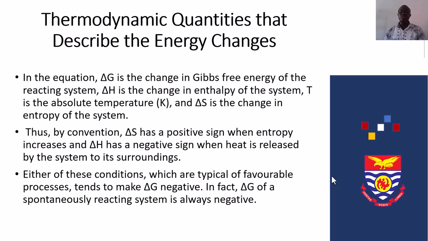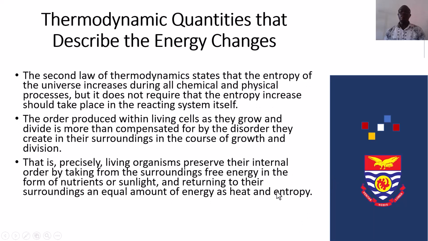Either of these conditions, which are typical of favorable processes, tends to make change in G negative. In fact, change in G of a spontaneously reacting system is always negative. The second law of thermodynamics states that the entropy of the universe increases during all chemical and physical processes, but it does not require that the entropy increase take place in the reacting system itself.